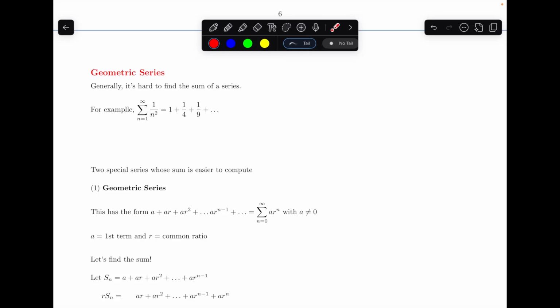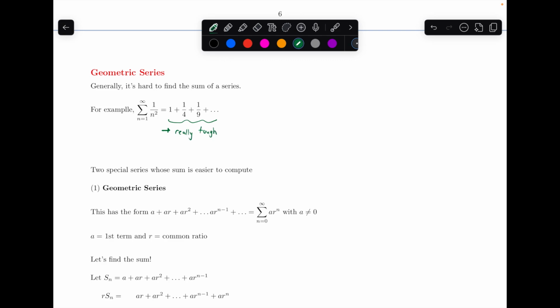In this video, we're going to talk about geometric series. Generally, it's hard to find what a series sums to. For example, if I had this series, the sum from 1 to infinity of 1 over n squared, if I plug in 1, I'll just get 1. If I plug in 2, I get 1/4, and then I get 1 over 9, and so on. And this series looks kind of harmless and not too bad, but it's actually really tough. It's really tough to figure out what this sums to.